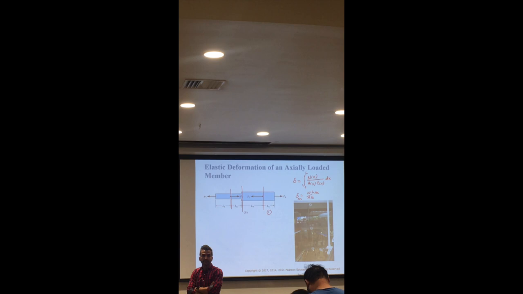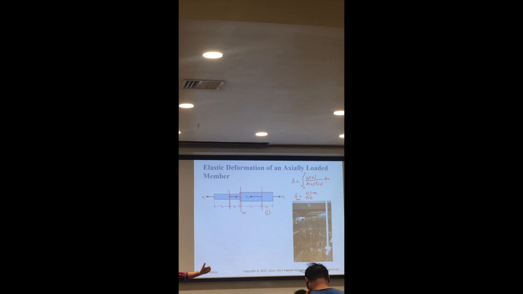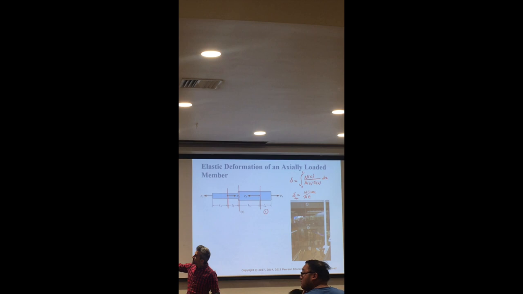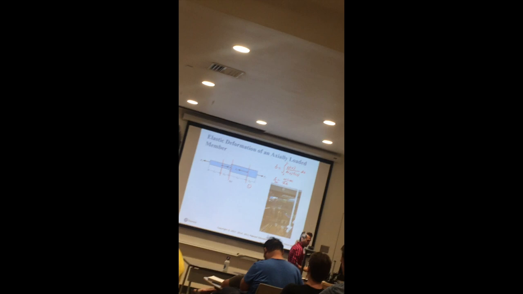Does that make sense? Good. So the problem that we solved last time had a bunch of these external forces, right? But the area was constant throughout the member. So this has an additional step where you need to make a cut there. So those are your four sections, basically.